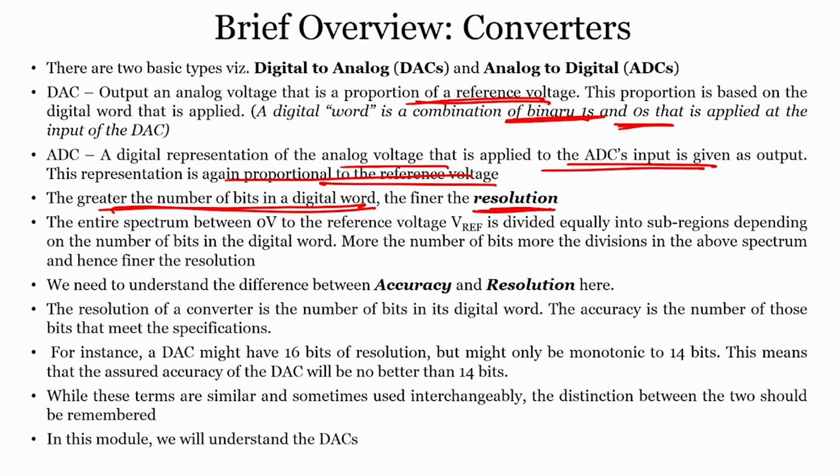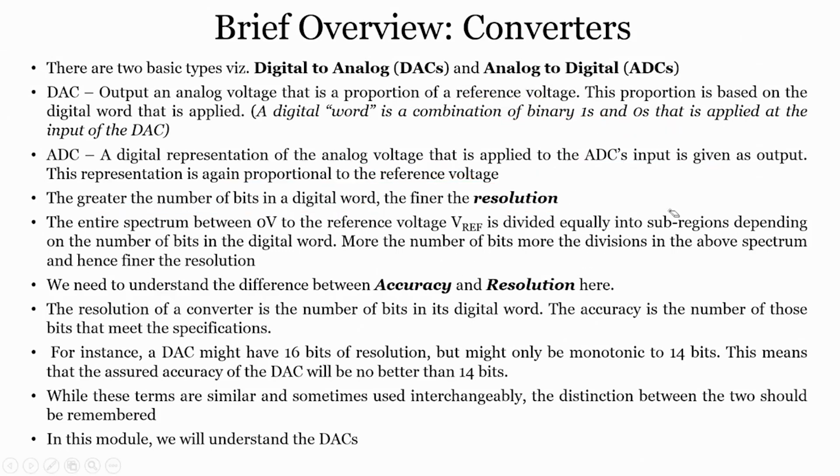The entire spectrum between 0 volts and the reference voltage, V reference, is divided into sub regions depending on the number of bits in the digital word. More number of bits, more the divisions in the spectrum, and hence finer the resolution. So if you are asked how you can have a finer resolution in an ADC, you can answer that by dividing into more sub regions using more bits, and more divisions relate to higher resolution.